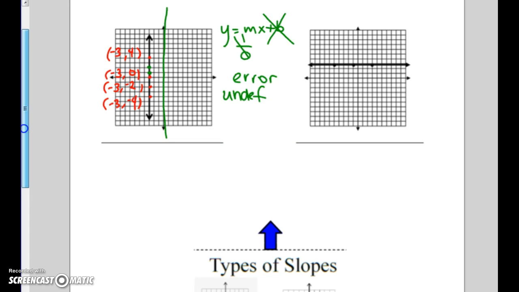Okay? Did you do it? And what did you notice about them? Well, they're undefined, but what do you notice about these? They all line up. What are those? Negative 3s.